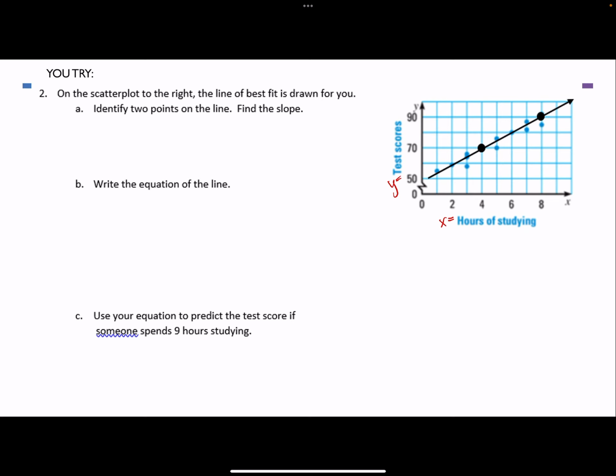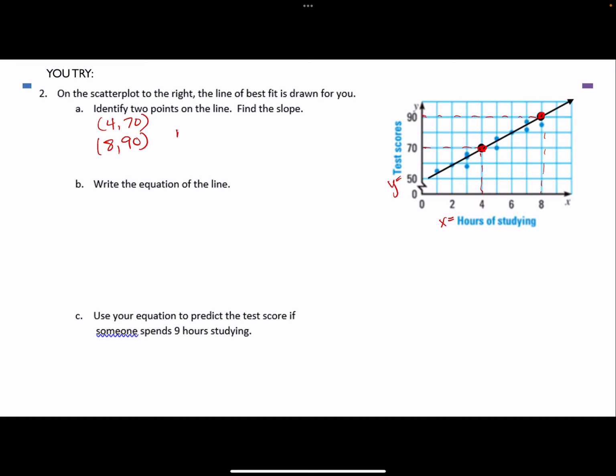So again, remember when you're writing the equation of the line, we don't care about the blue points. We care about what grid marks the black line is going through. And you can see these two black points on the line here. It's going through this point (4, 70), and then through this point (8, 90).